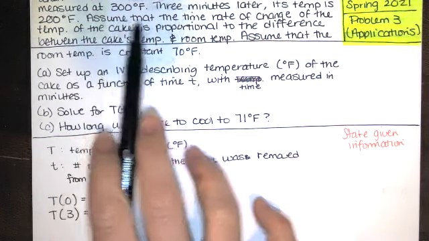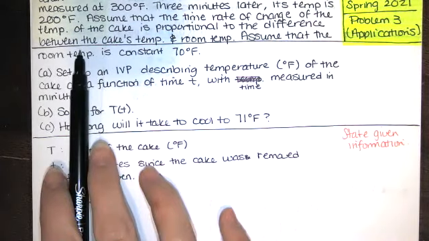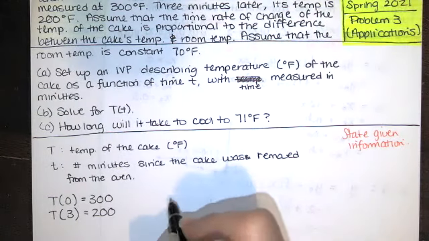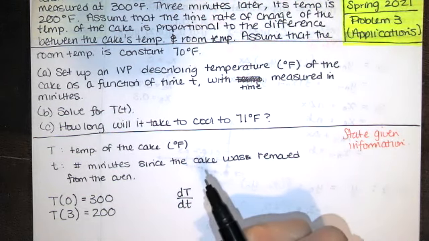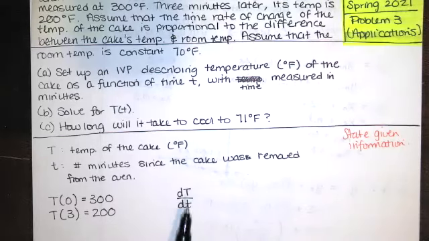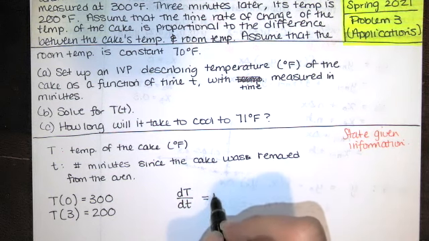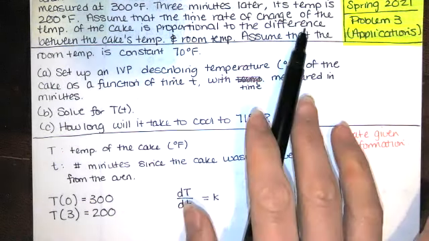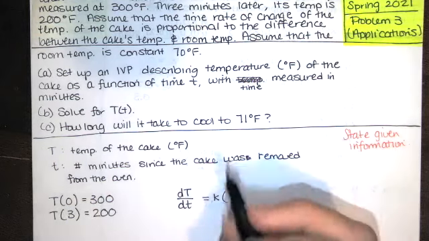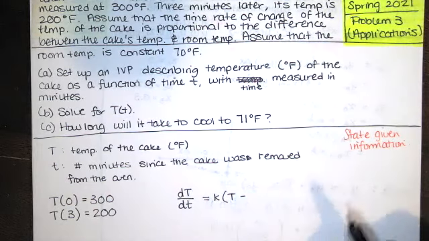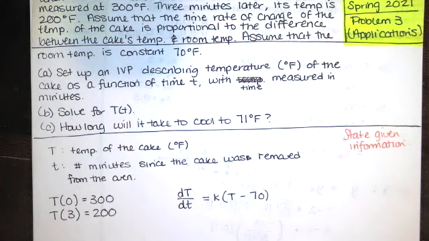Okay. Then it says, assume that the time rate of change of the temperature of the cake is proportional to the difference between the cake's temperature and the room temperature. So the first part of the sentence says, assume that the time rate of change of temperature of the cake, so that's change in temperature per unit time, is proportional to, so that means it's equal to a constant times the difference between the cake's temperature and room temperature. The cake's temperature is represented by this capital T, and room temperature, they tell us, is a constant 70 degrees. So that is our differential equation.